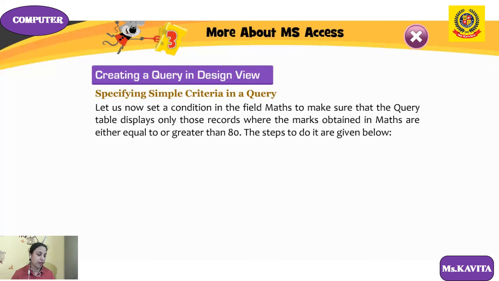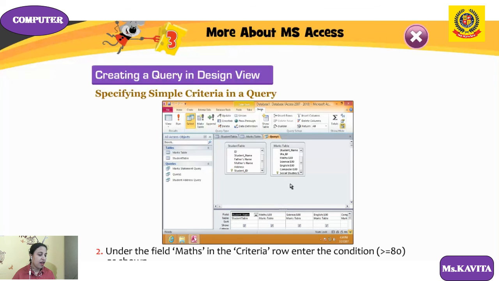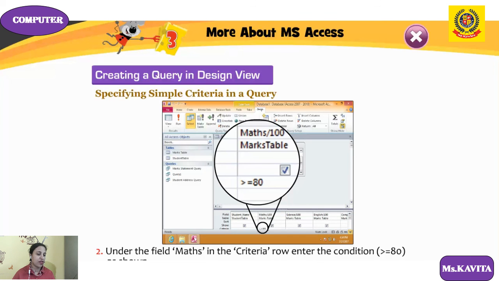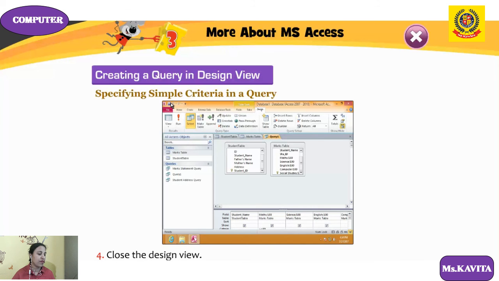Open the required database, and open the query table created in the previous section in design view. Under the field maths in the criteria row, enter the condition greater than or equal to 80 as shown. Save the changes made to the query table by clicking the save button on the quick access toolbar and close the design view. Double click on the query icon in the navigation pane to run the query.